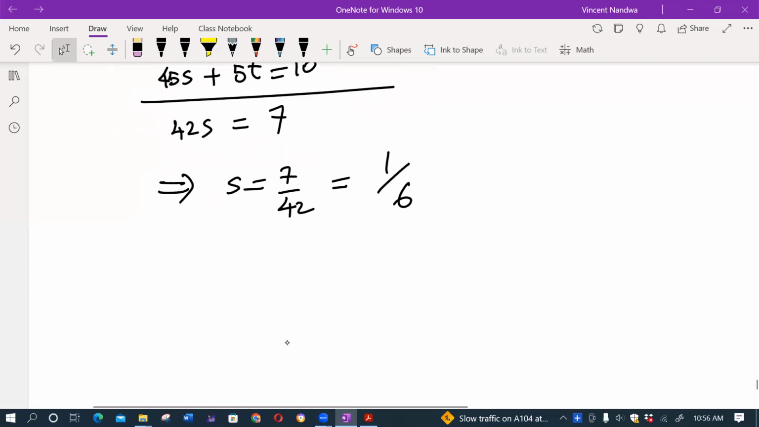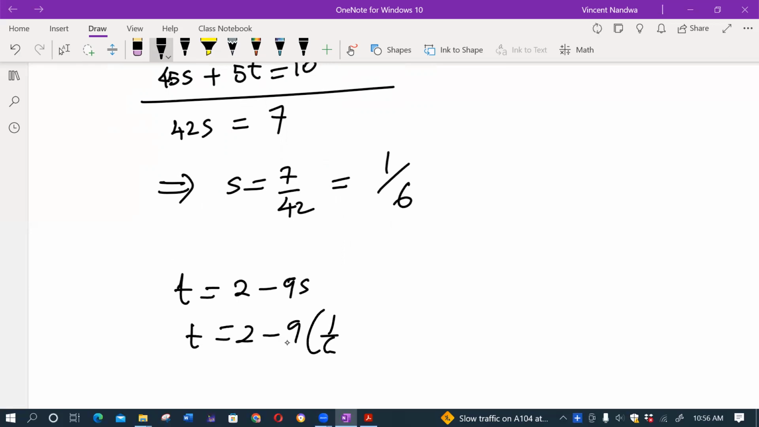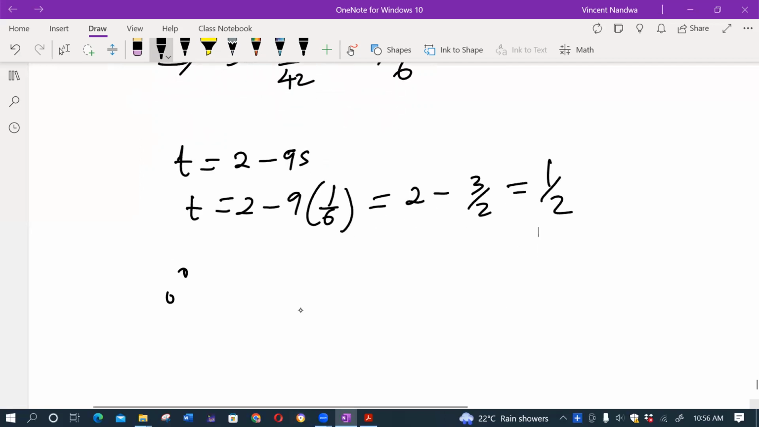Then from the second equation, t equals 2 minus 9s. So t will be 2 minus 9 times 1 over 6, is 2 minus 3 over 2, and 2 minus 3 over 2 gives you a half. So therefore, s equals 1 over 6, and t equals a half.